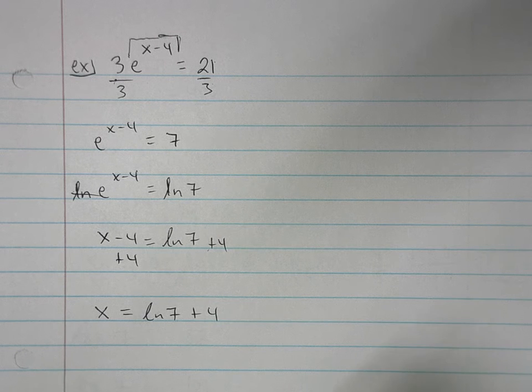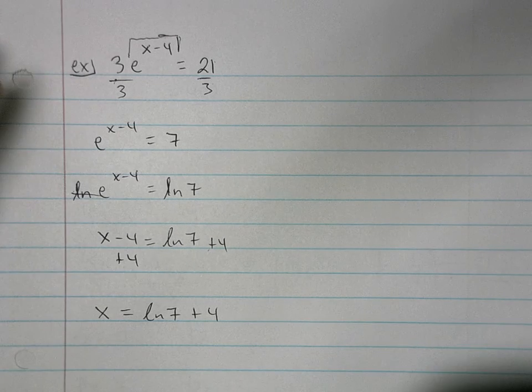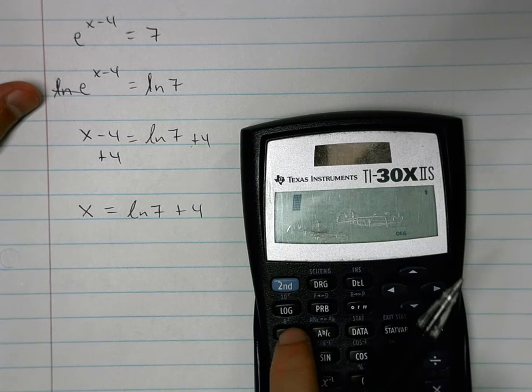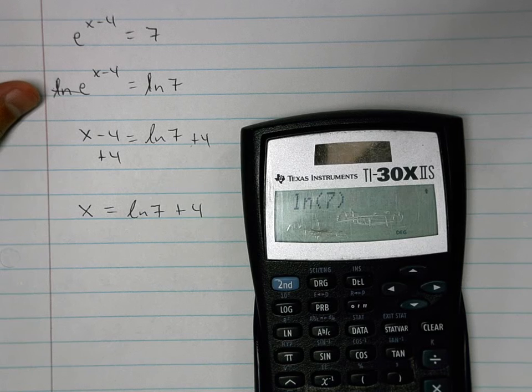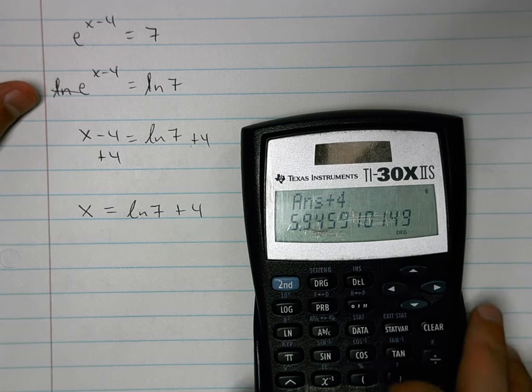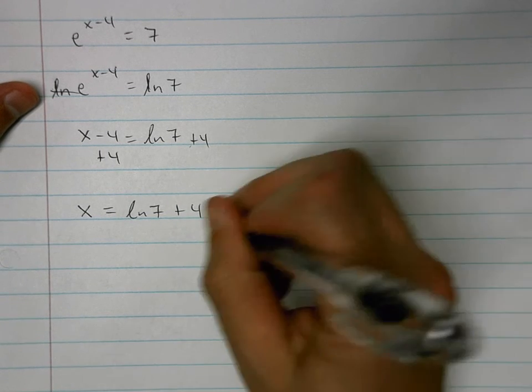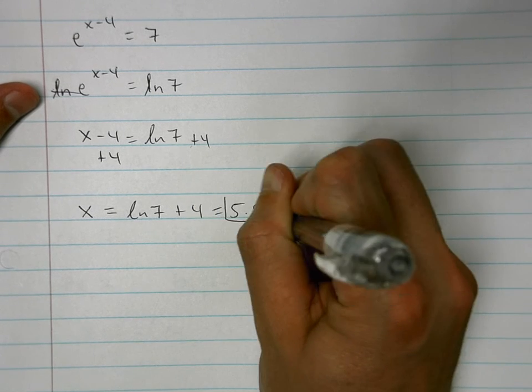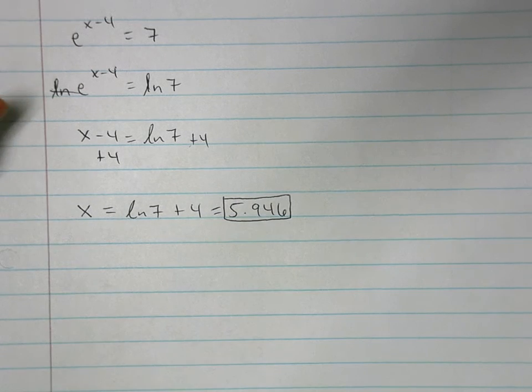Remember, ln of 7 is a number. You can't do 7 plus 4. This isn't 11. It doesn't work like that. So we're going to plug it into our calculators. The ln button is right underneath the log button. So it's ln of 7 plus 4, for 5.946. Final answer.